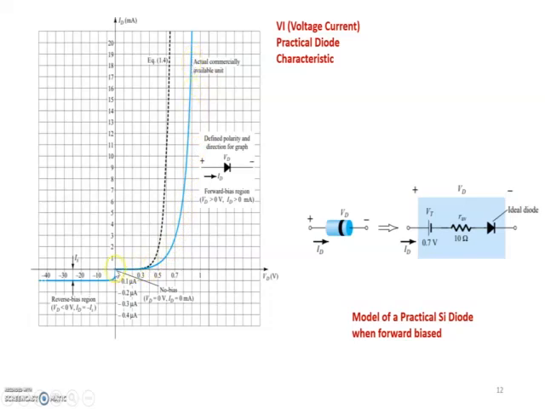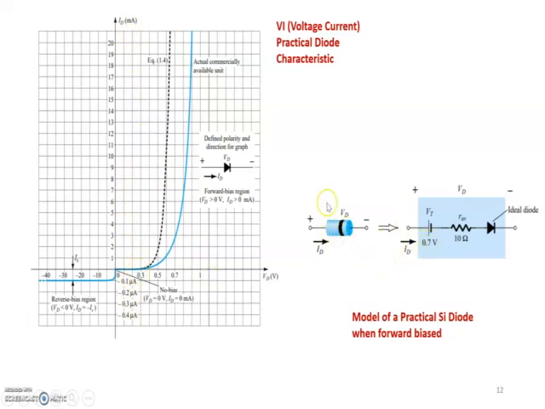Similarly, when reverse biased, current is not 0, but it is very small. That is called reverse saturation current. And remember, reverse saturation current is due to minority charge carriers. This forward current ID is due to majority charge carriers. And note down the unit on the current axis: forward current is in milliampere, while reverse current is very small, measured in microampere. Now we are going to model the diode.